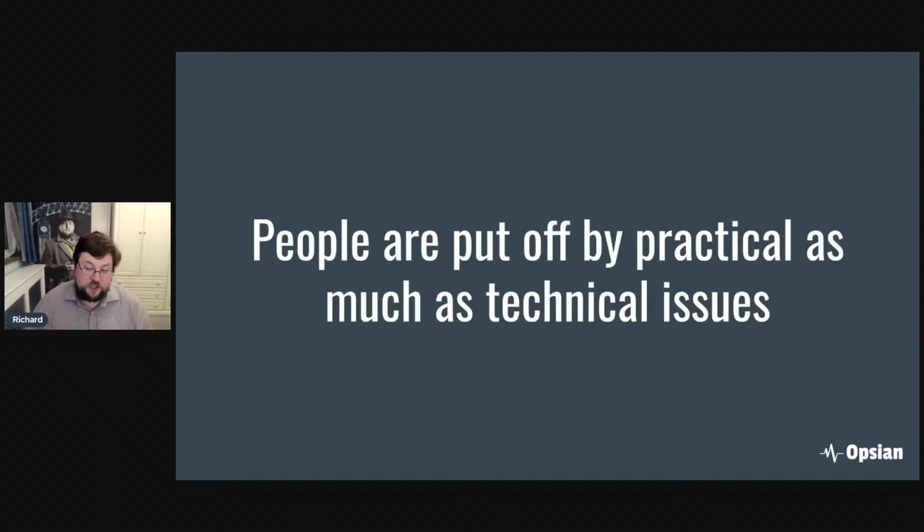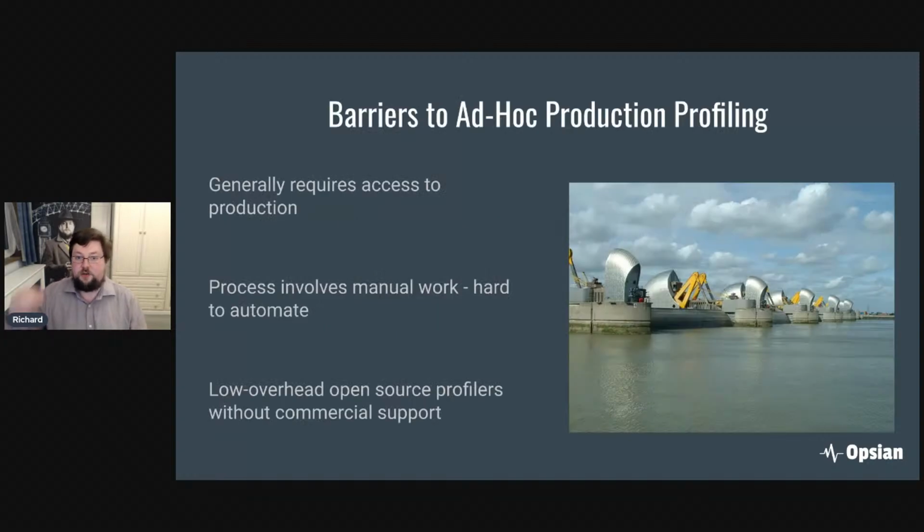But people in practice, when they're trying to do continuous profiling in production, are put off by practical issues as much as by technical issues. The first barrier that we see to people doing production profiling in an ad hoc manner is that it requires access to production. This is a picture of the good old Thames Barrier that's stopping us from being flooded in London on the right.